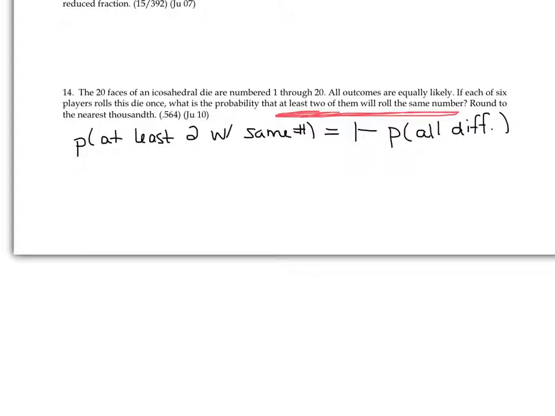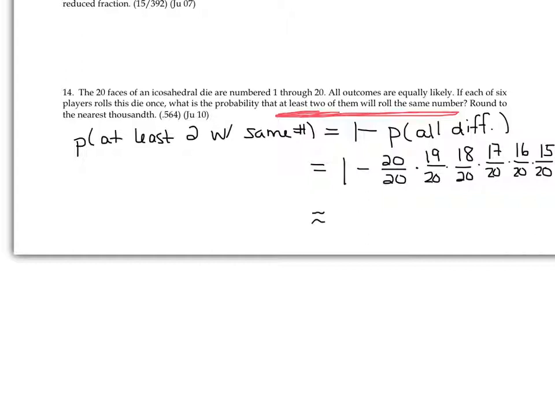And I know that I have 6 players and I have 20 sides. So just like the birthday problem, my first roll, I have 20 out of 20 options. Then, because I want all different, I've got 19 out of 20. I'm going to work my way down. 18 out of 20, 17 out of 20, 16 out of 20, and finally 15 out of 20. Calculating that out in your calculator, you get approximately 0.564.